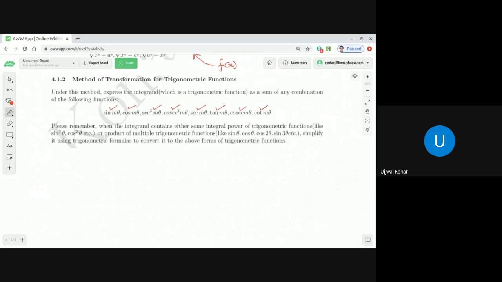Okay. The next one coming, dear students, is the method of transformation of exponential functions. So the next one we are going to discuss is the method of transformation of exponential functions. So what is that? Let me pull up the material first, followed by a discussion.